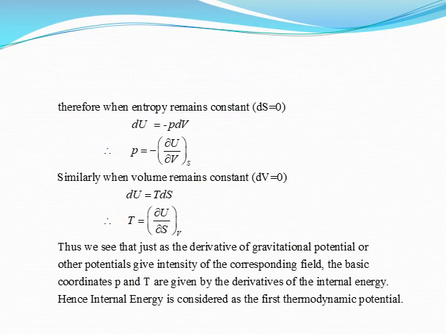Therefore, when entropy remains constant, that is dS is equal to 0, we get dU is equal to minus PdV. So from here we can write P in partial differential form as P is equal to minus del U over del V at constant S. Similarly, when volume remains constant, then dV is equal to 0 and we can write dU is equal to TdS. So T in partial differential form will be written as T is equal to del U over del S at constant volume V. Thus we see that just as the derivative of gravitational potential or other potentials gives the corresponding field, the basic coordinates P and T are given by the derivatives of the internal energy. Hence, internal energy is considered as the first thermodynamic potential.